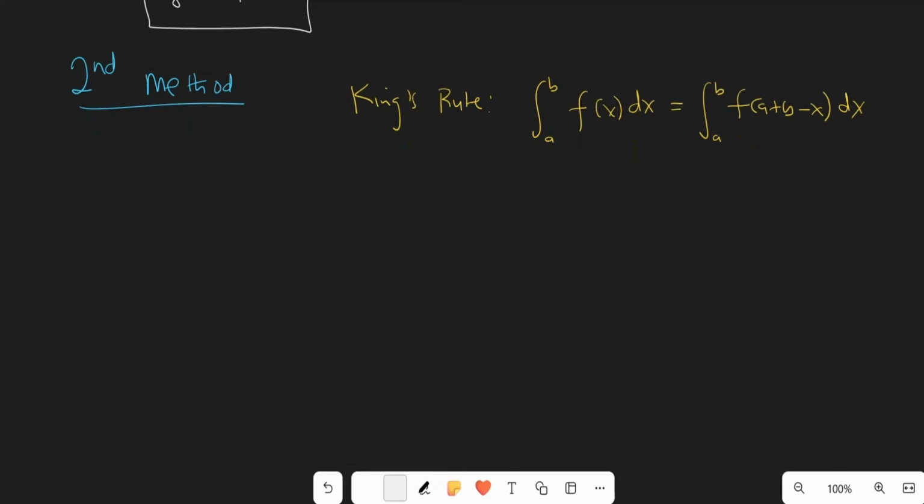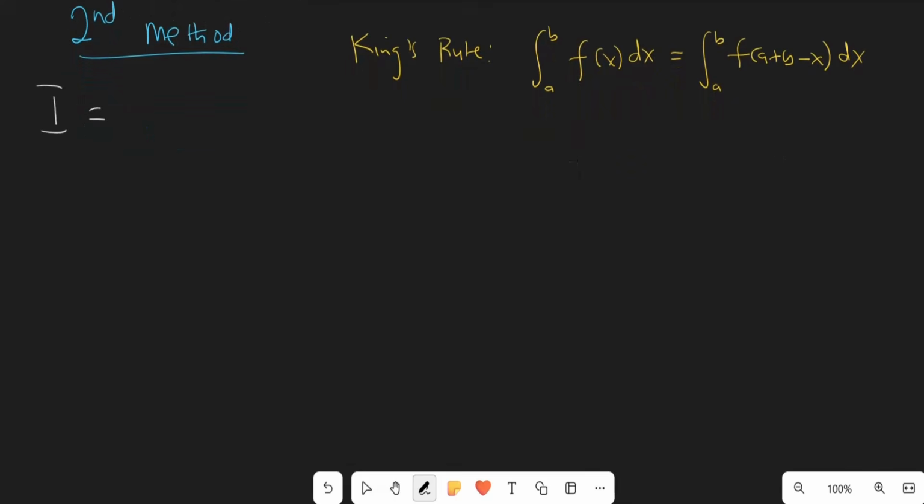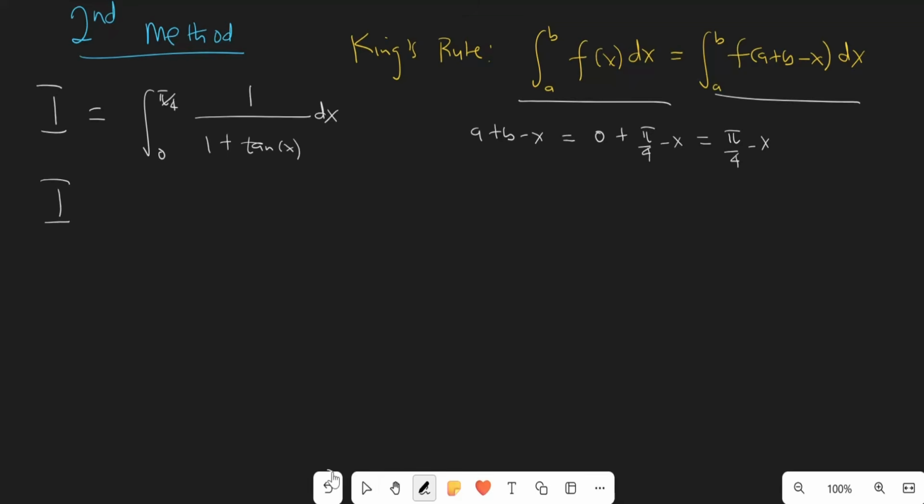So if we recall, our integral I is equal to the integral from 0 to pi over 4 of 1 all over 1 plus the tangent of x dx. So this is f of x. How do you find f of a plus b minus x? Here, a plus b minus x is going to be equal to, the lower limit is 0, the upper limit is pi over 4, and then minus x. This is just equal to pi over 4 minus x. So I'm just going to replace x with pi over 4 minus x in our integral, and that is going to be the same as I, because this term and this term are equal.